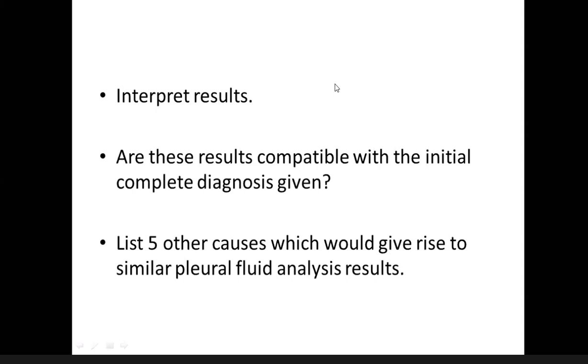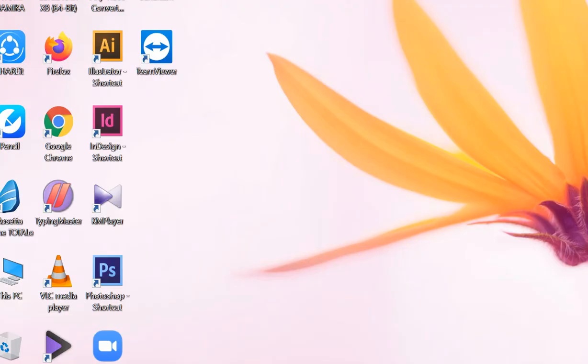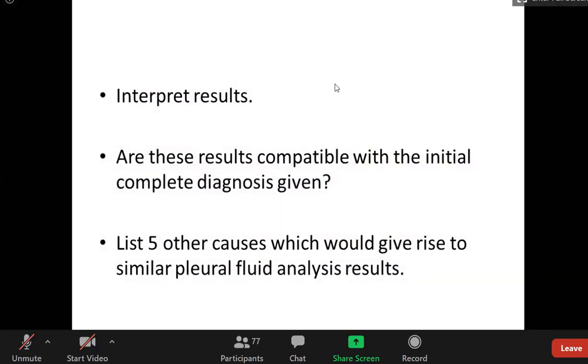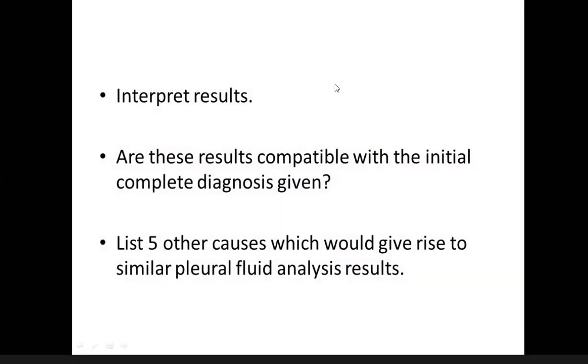And then people will ask you questions about causes and how to differentiate an exudative type pleural effusion from a transudative type pleural effusion. So if you detect the pleural effusion, you should be able to get more marks if you answer all those questions.